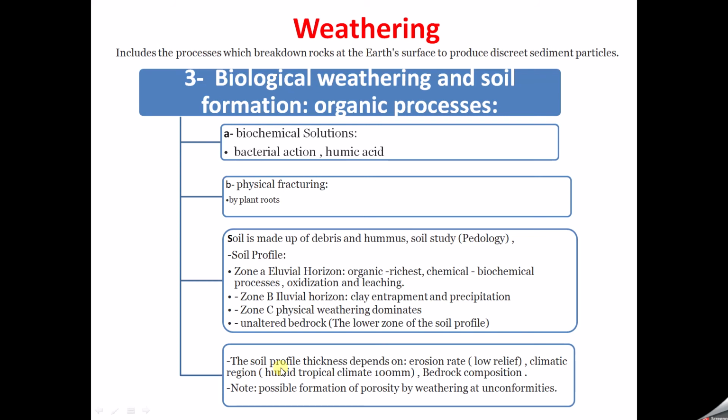So the soil profile thickness depends on erosion rate; the best case to have a thicker soil profile is to have a low rate of erosion. Climate region, the best climate to have a thick soil profile is humid tropical climate with 100 millimeters of rain. Bedrock composition, the best bedrock to have a thick profile is mainly basaltic. So note possible formation of porosity by weathering at unconformities.